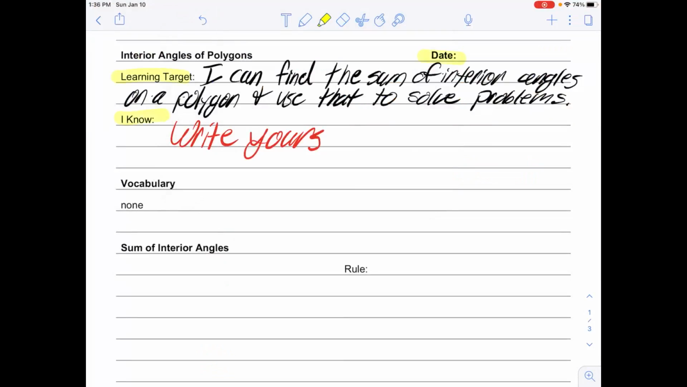So in this case, the words sum of interior angles on a polygon, well, you know what sum means. You know what interior angle is. And you know what a polygon is. So that's a lot of things that you know already that you can write about for your I know. And then we have no vocabulary today because we had enough for our last video. So pause the video while you get all that written down and then restart when you're ready to go.